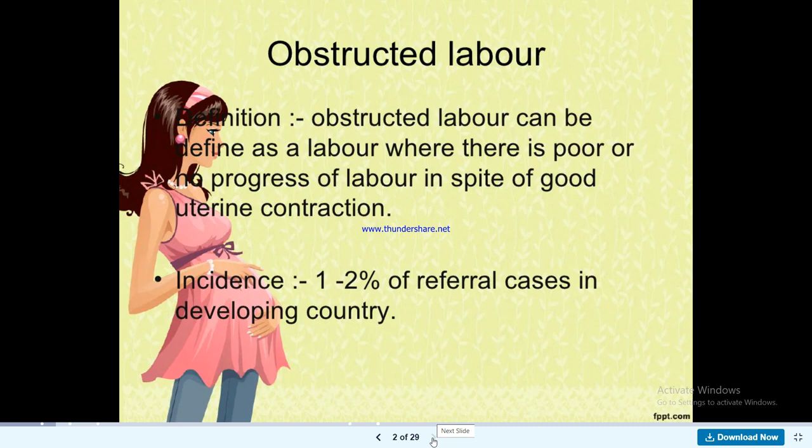Obstructed labor. Definition: Obstructed labor can be defined as a labor where there is poor or no progress of the labor in spite of good uterine contractions. Incidence: 1 to 2% of the referral cases in developing countries.